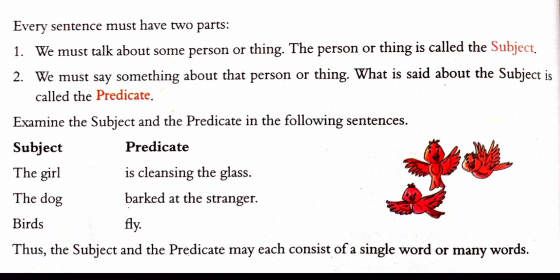For example, the girl is cleaning the glass. Here the girl, subject, is cleaning the glass, predicate. The dog barked at the stranger. The dog, subject, barked at the stranger, predicate. Birds fly. Birds, subject, fly, predicate. Thus, the subject and the predicate may each consist of a single word or many words.